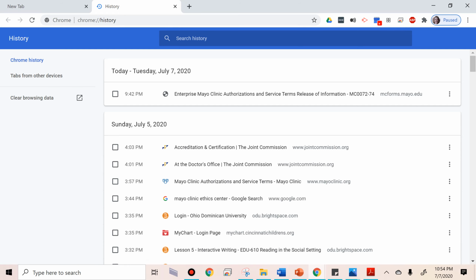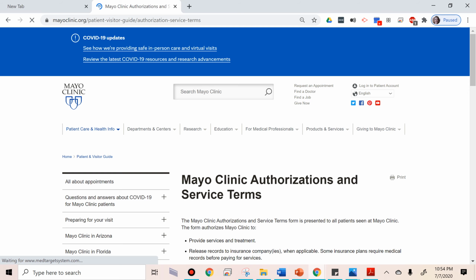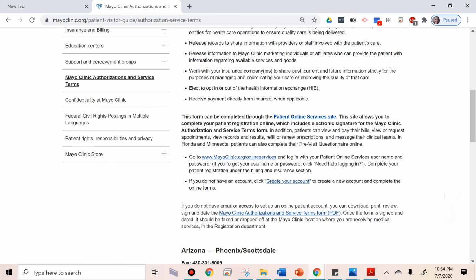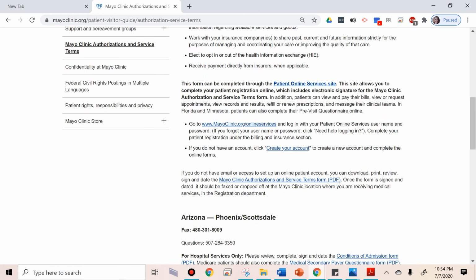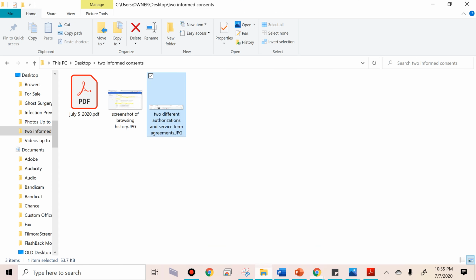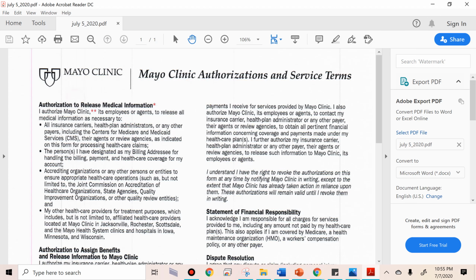But I want to show you something. I want to show you how it takes you to the same page. So when you click on it from Sunday, here it is, Mayo Clinic Authorizations and Service Terms. And what I had clicked on the 5th was this right here, which said, if you do not have email or access to set up an online patient account, you can download, print, review, and sign and date this form. So I did that on the 5th, and the form that I got was this one.